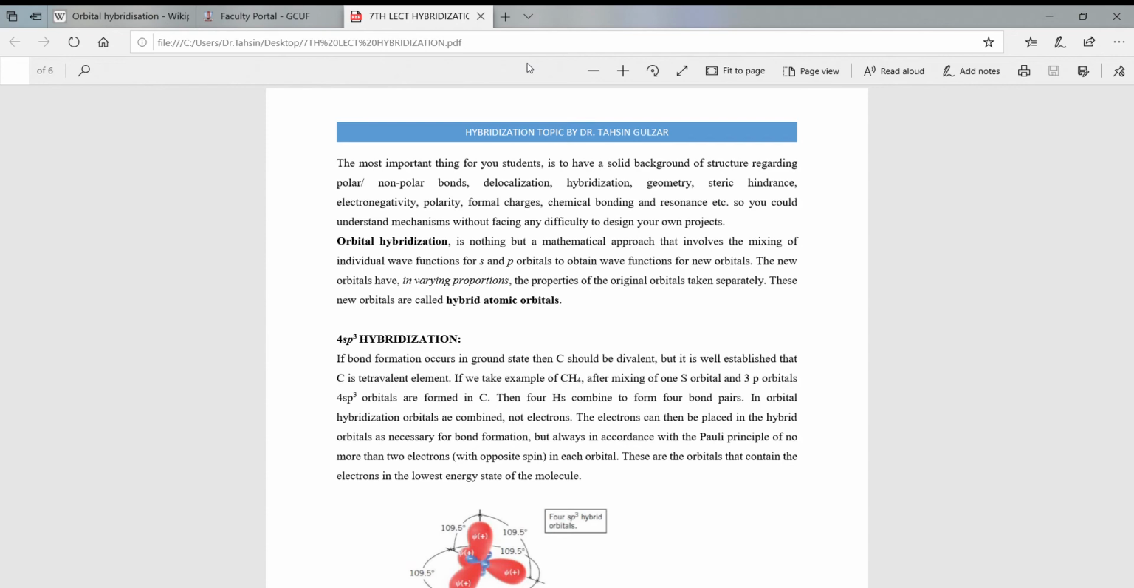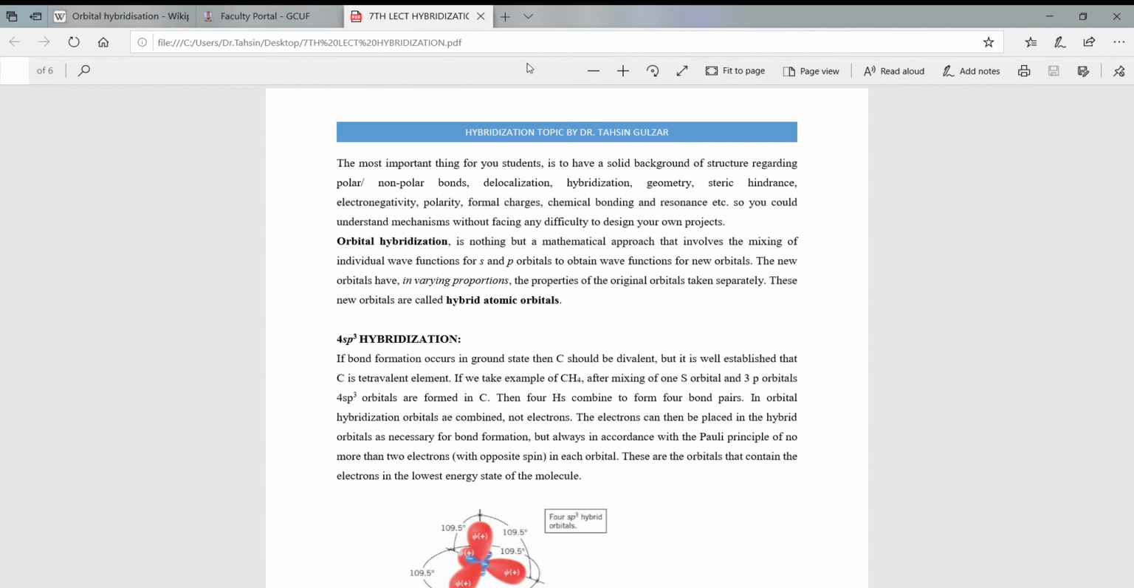In tetrahedral geometry, the bond angles are 109.5 degrees. In sp, it is linear, 180 degrees. The bond lengths in all three, alkane, alkene and alkyne, are different. C single bond C, C double bond C, C triple bond C have different bond lengths, different geometries, different angles, and no doubt different energies.